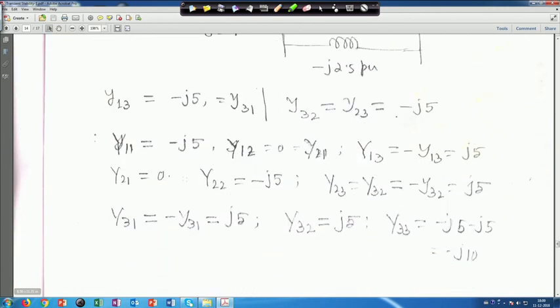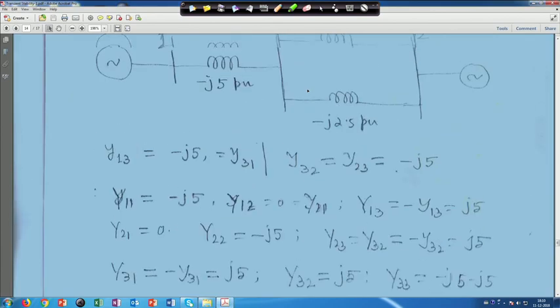Similarly, capital Y21 is 0, capital Y22 will be minus j5. Similarly, capital Y23 is equal to capital Y32, which is equal to minus small y32, is equal to j5. Y31 will be minus small y31, which is equal to j5, and Y32 will be j5, and Y33 will be minus j5 minus j5, which is equal to minus j10. If you look at the diagram, that is Y33.